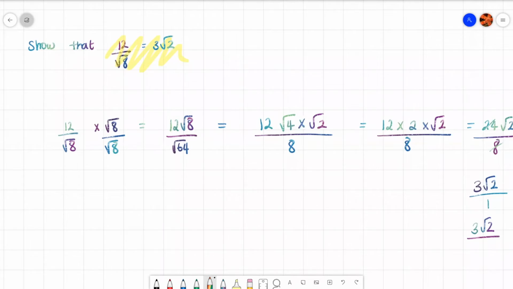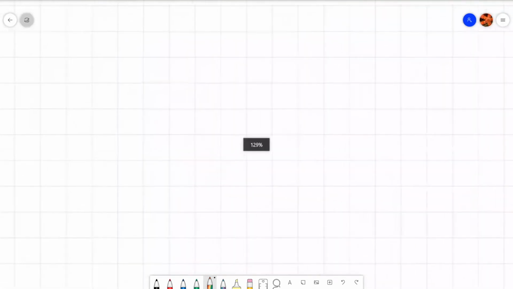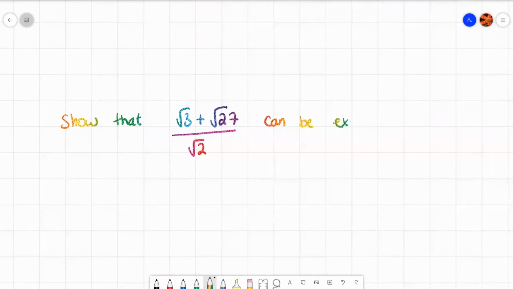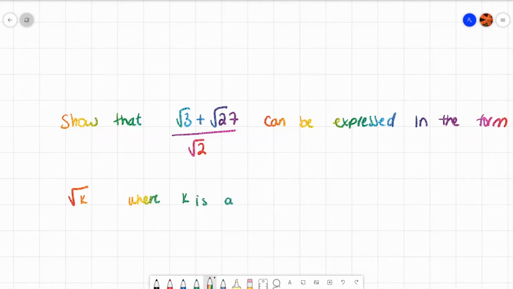Okay. Right, let's have a look at one last exam question. Okay, so you might end up with something like this. Show that square root 3 plus the square root of 27 all over the square root of 2 can be expressed in the form square root k, where k is an integer.